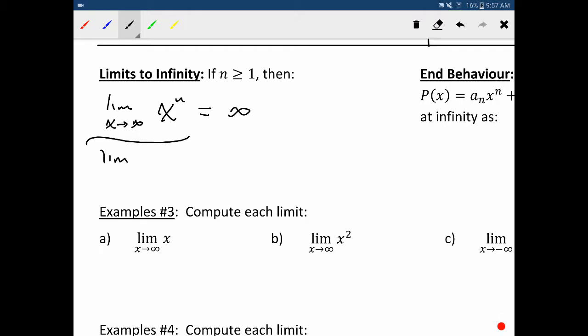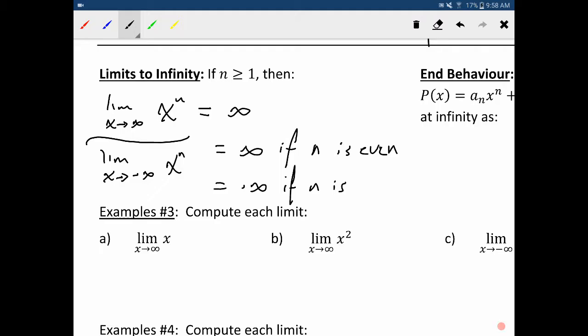If, however, we're doing the limit as x approaches negative infinity, this will actually make a difference, depending on n. It will equal infinity if n is even. For a simple example, you can just think of a quadratic. If n was equal to 2, then as we go to negative infinity, the line is going up into outer space. If, however, n is odd, then it's going to equal negative infinity.